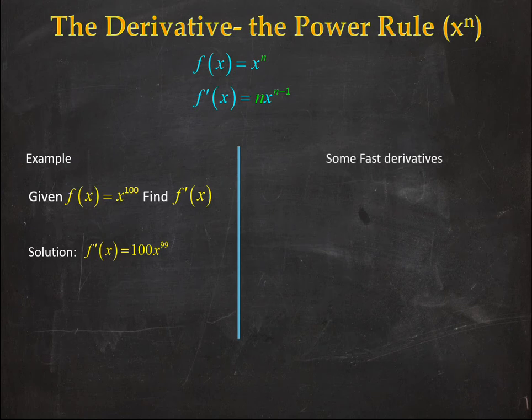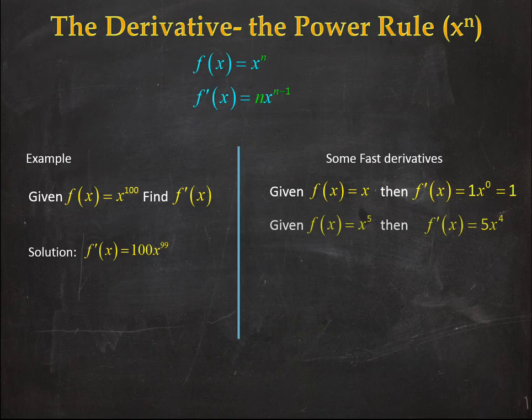Let's look at a whole bunch more little fast derivatives that we can actually do in our head. So this is a tricky one. f of x equals x by itself. Well, this is really x to the 1, so I'll put a 1 in front of the x, then decrease the exponent by 1, so 1 minus 1 is 0. x to the 0 is 1, and then 1 times 1 is 1, so the derivative of f of x equals x is simply 1. How about x to the 5? Well, this derivative is just 5 times x to the 4.